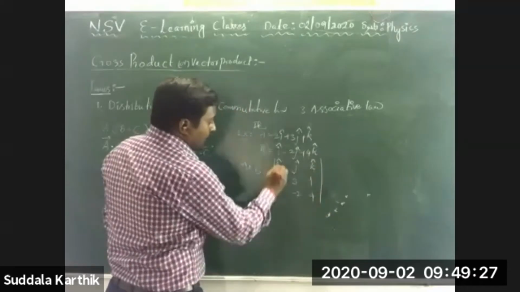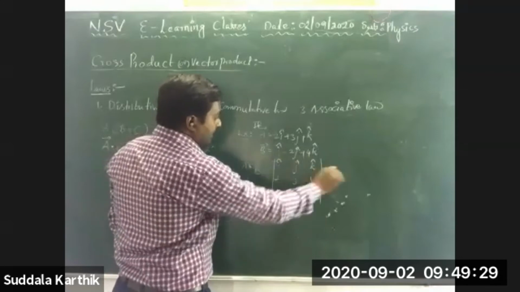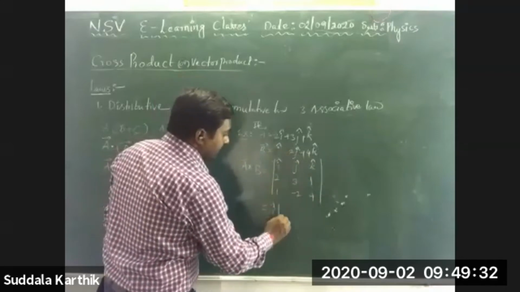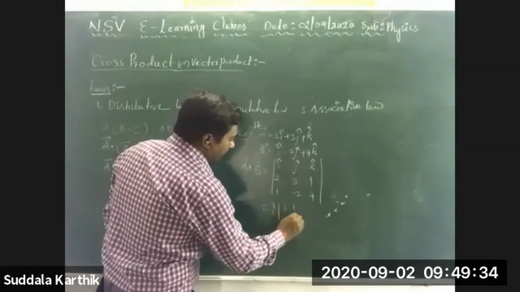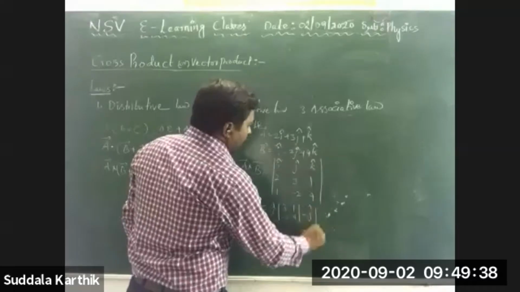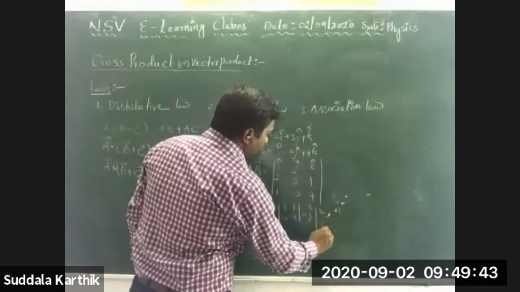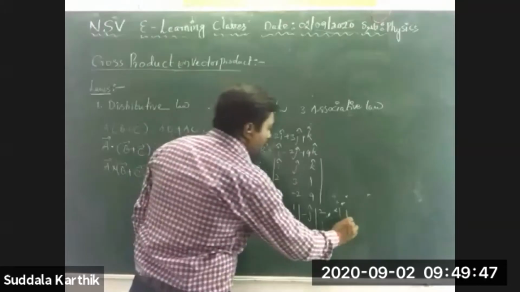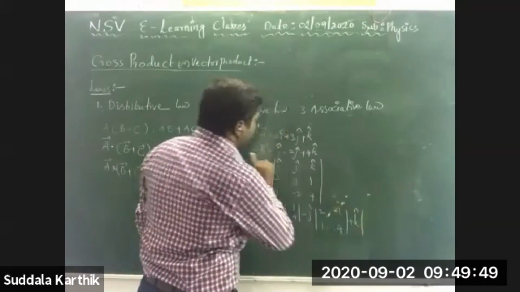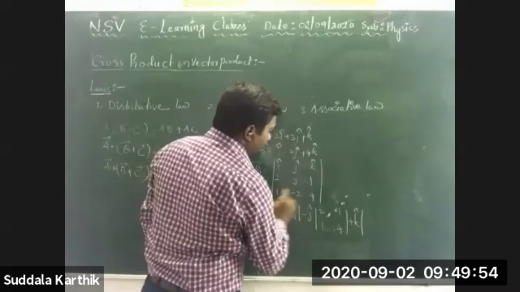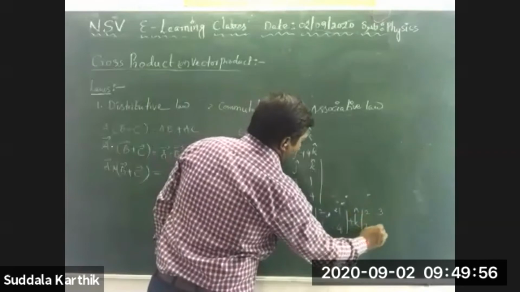Now for I cap, I am deleting this row and column. Remaining is 3, 1, minus 2, 4. Minus J cap, then I am deleting this row and column. Then 2, 1, 1, 4. Plus K cap, then 2, 3, 1, minus 2.